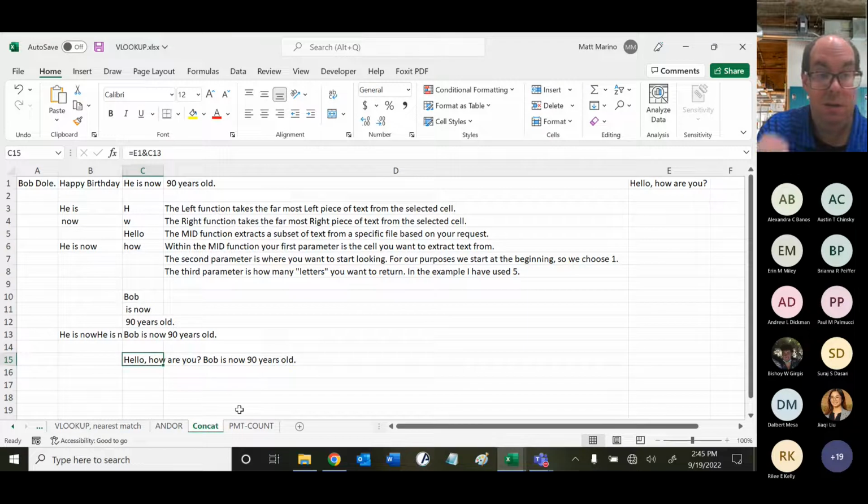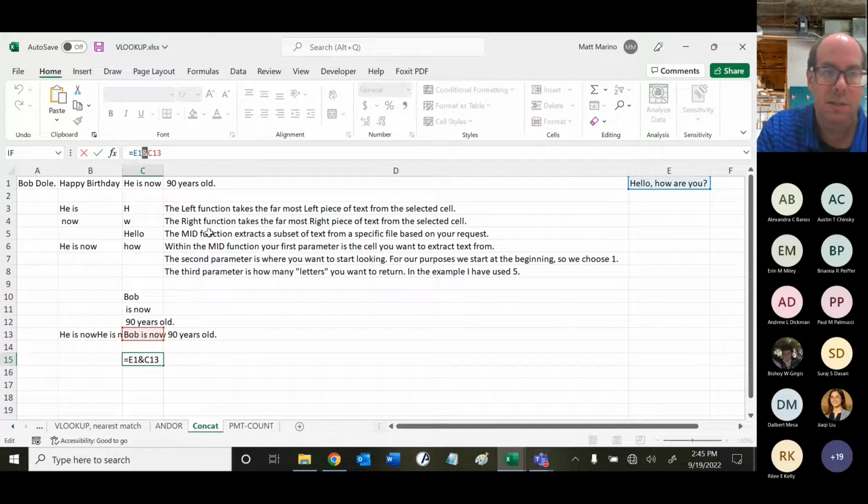And then down the bottom here in cell C5, the same as the other example I gave you, where we're using ampersand to combine 2 cells. In this instance, E1, where we say, hello, how are you? And C13. Bob is now 90 years old.